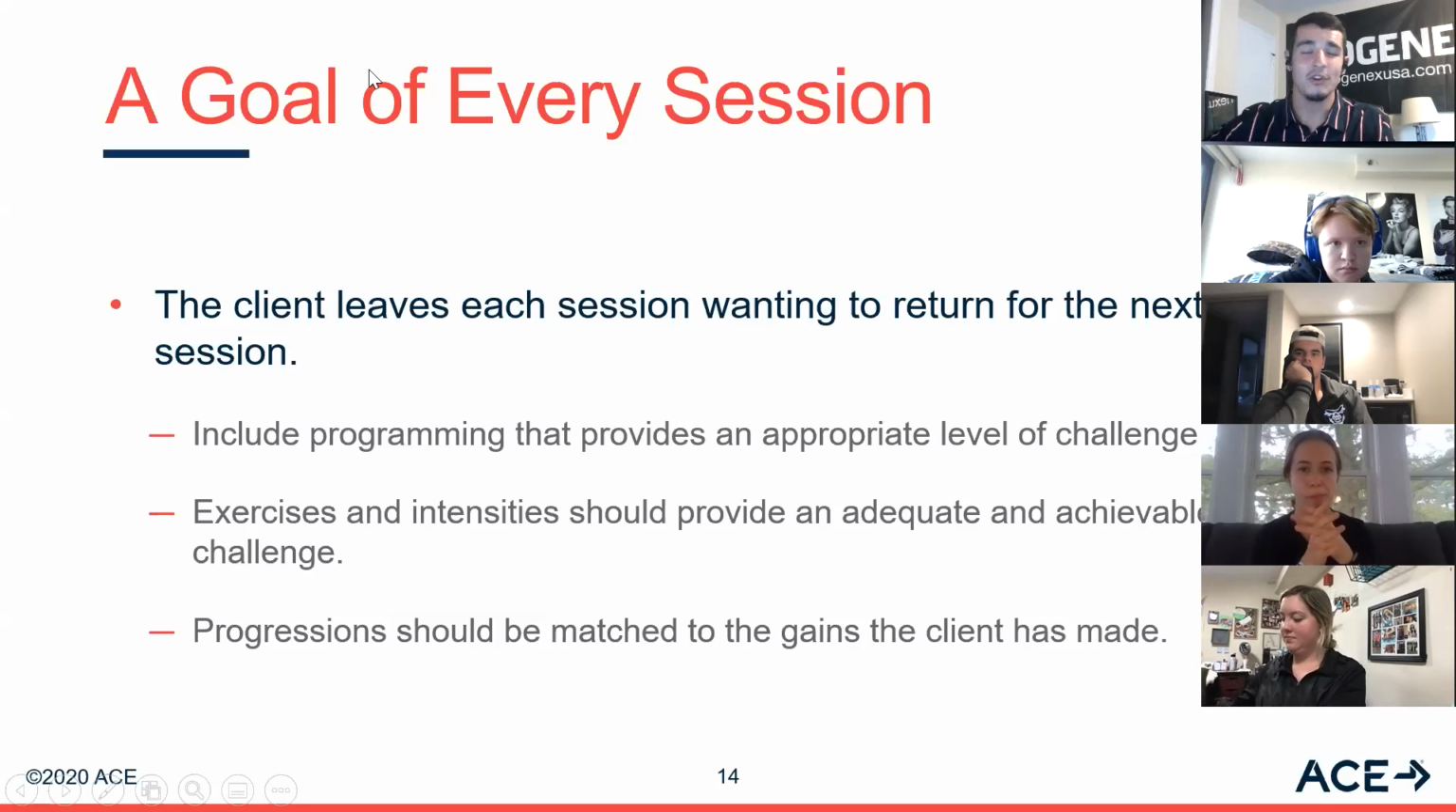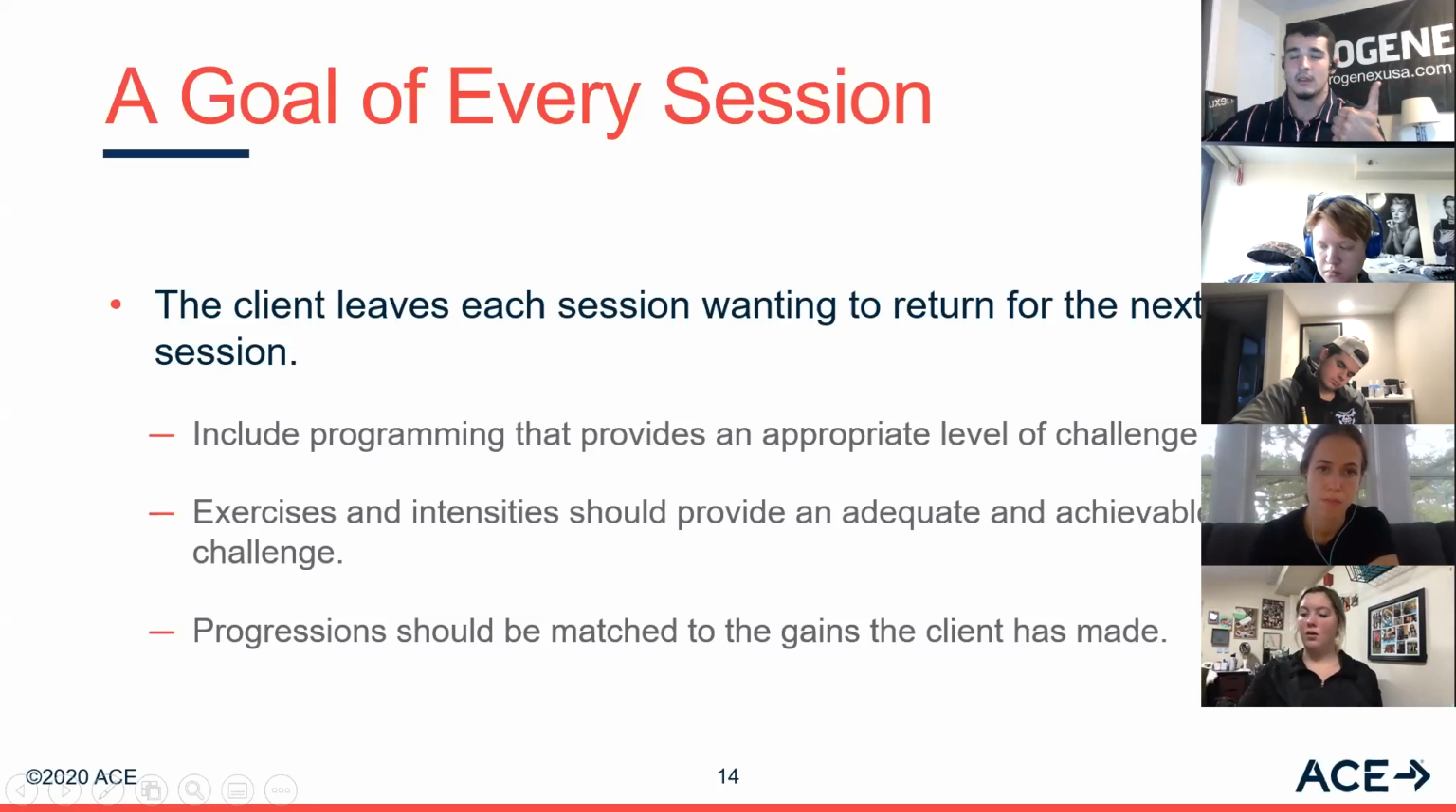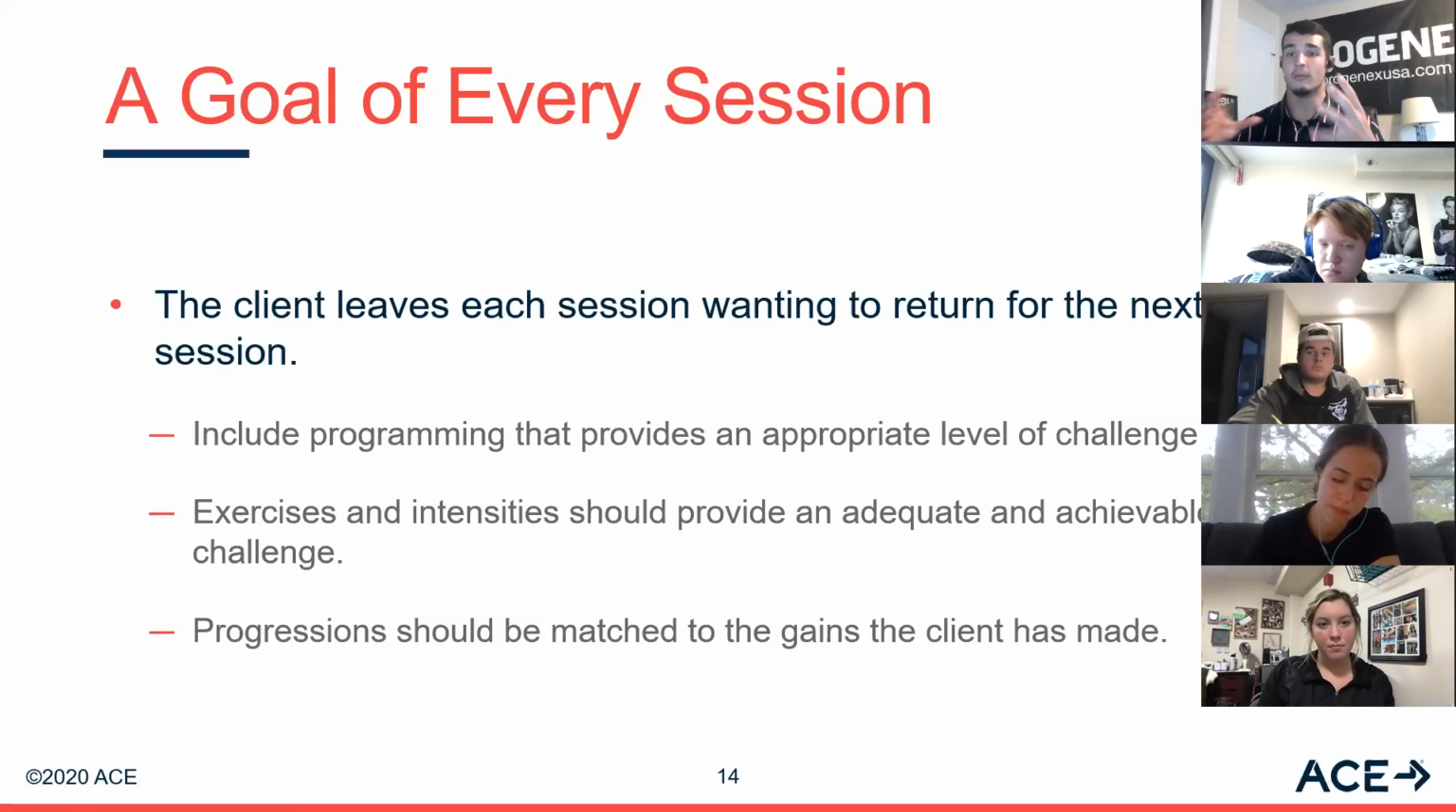So having a goal for every session. That's a very broad topic, and it can mean different things, having an actual training goal or having more of a mental goal. So this slide covers both, right? You're including programming that challenges them. They don't feel as if it's a waste of their time. They want to come back. They had fun, and they're ready for more.